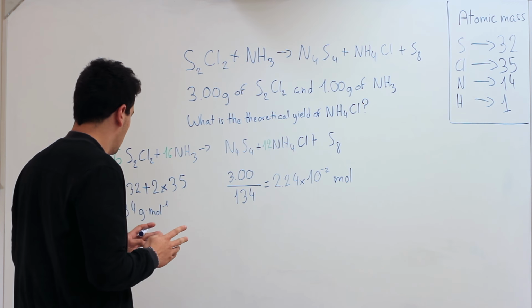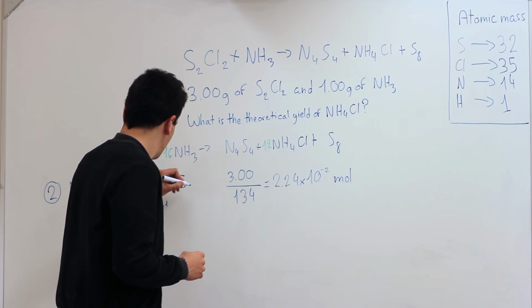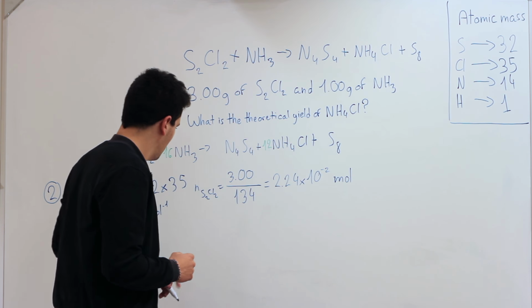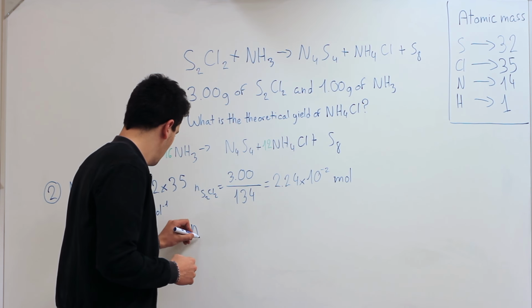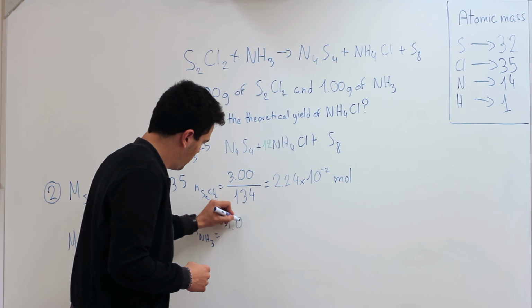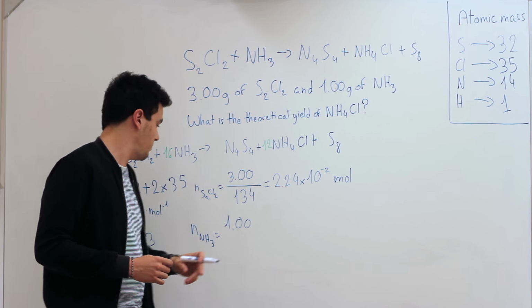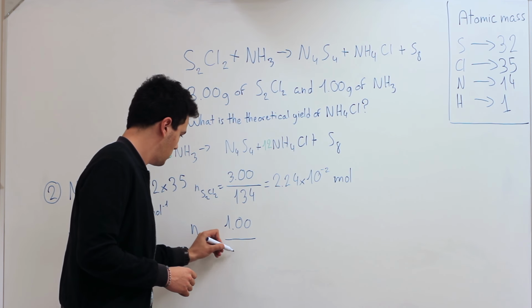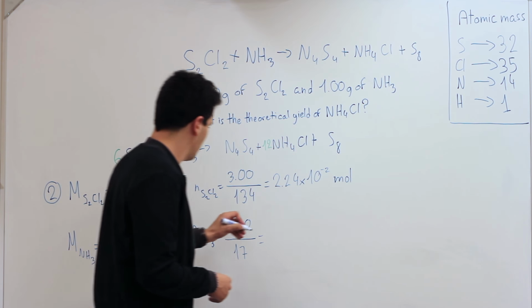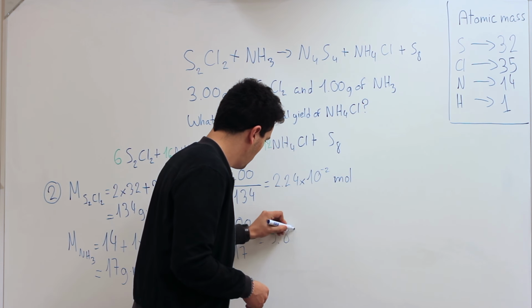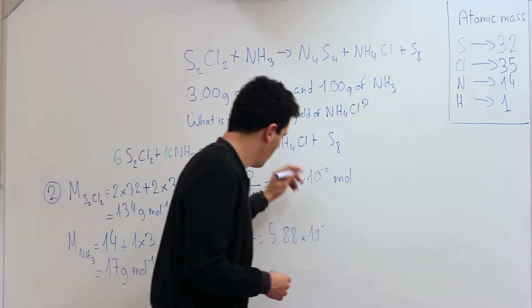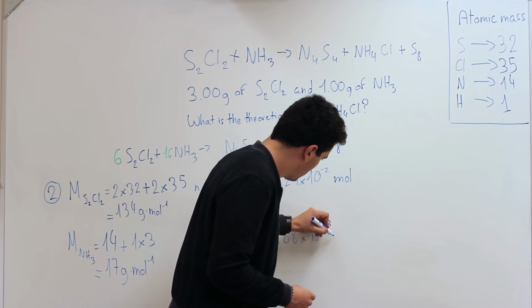Let me just add this: n of S2Cl2 equals 2.24 times 10 to the minus 2. Now we're going to work out the amount of moles of NH3, which this time is equal to 1.00, as we have here, 1 gram, divided by 17. So 1 over 17 is equal to 5.88 times 10 to the power of minus 3 moles.